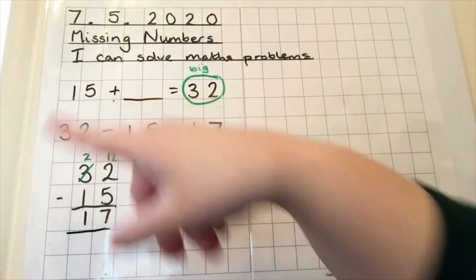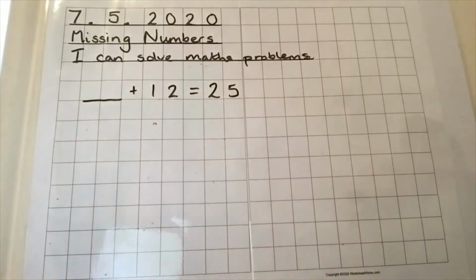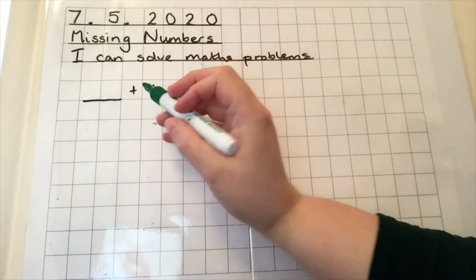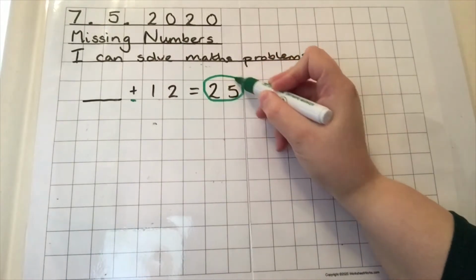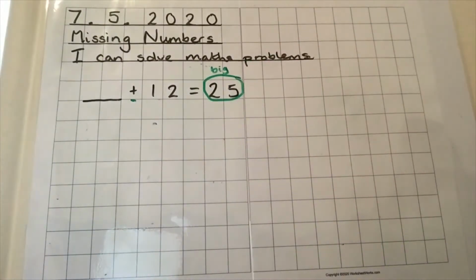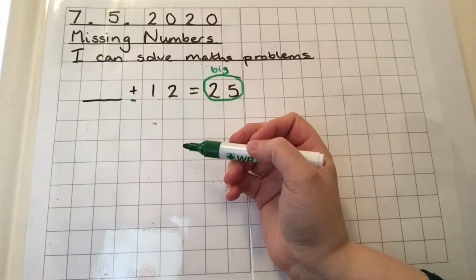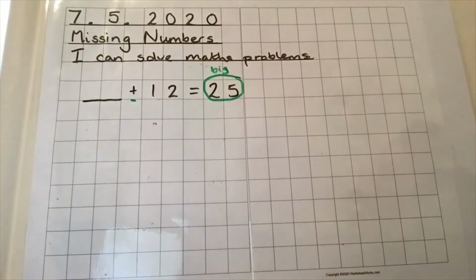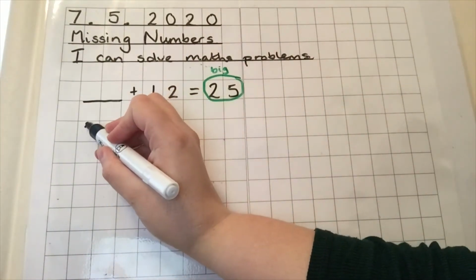What if our first number is missing? Okay, so with this equation, I've got my missing number at the beginning. So I need to look for two things. What sign is it first and foremost? So it's an add. So that tells me my big number is going to be at the end. And now I need to do the opposite of that, which, as you know, is a takeaway. And that will allow me to put my big number first. Because when we do takeaways, the big number always goes first.